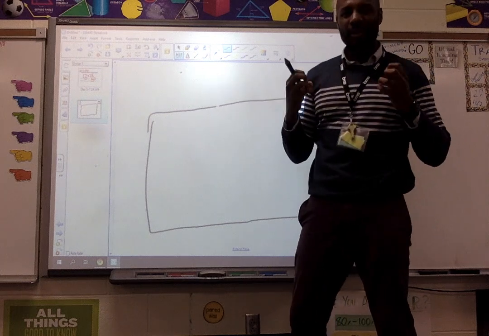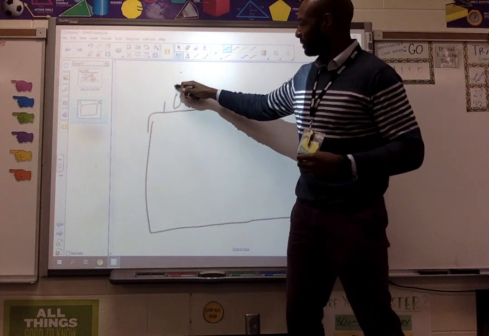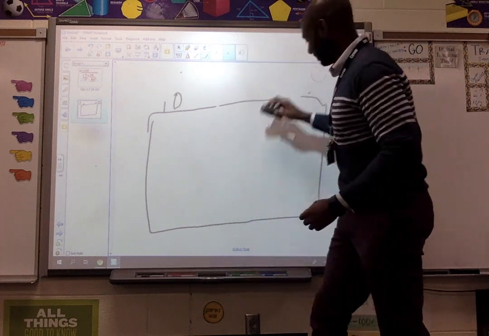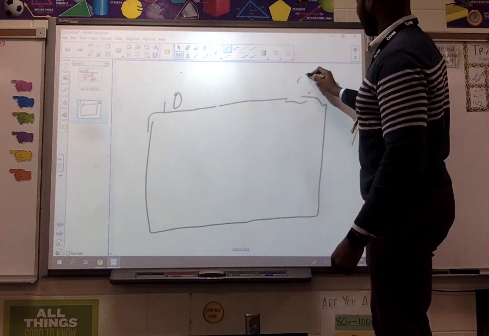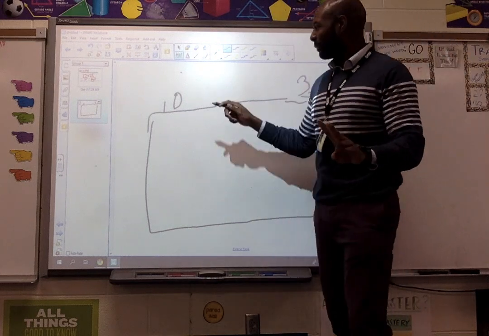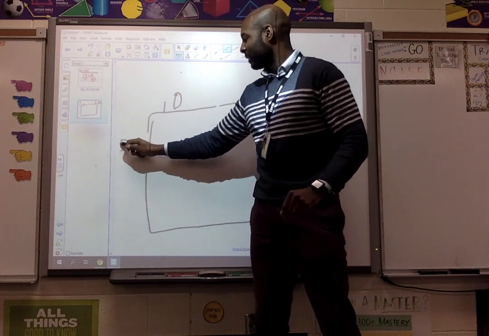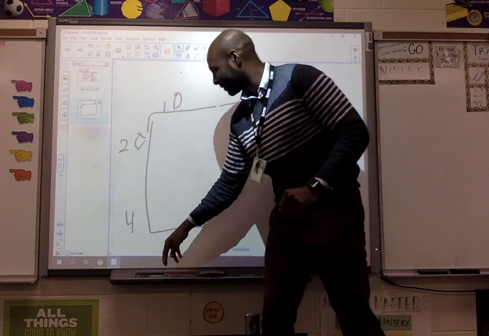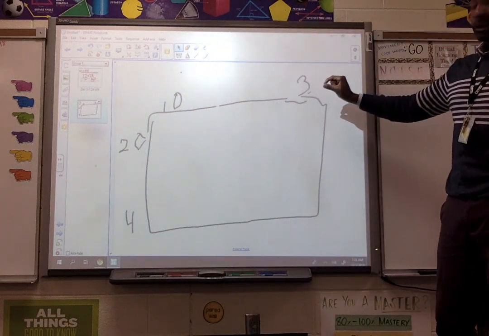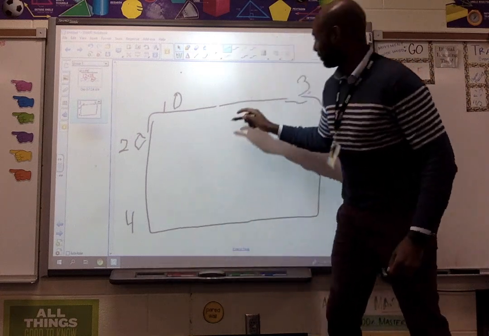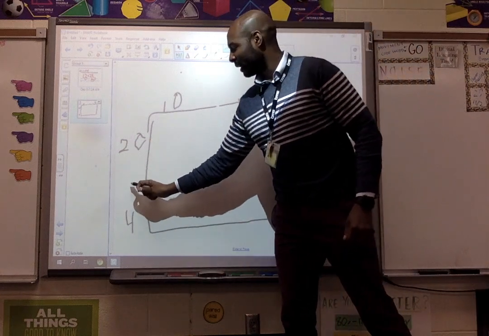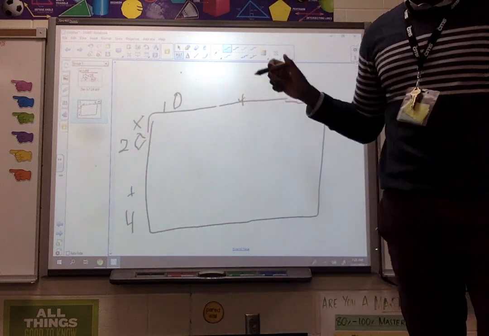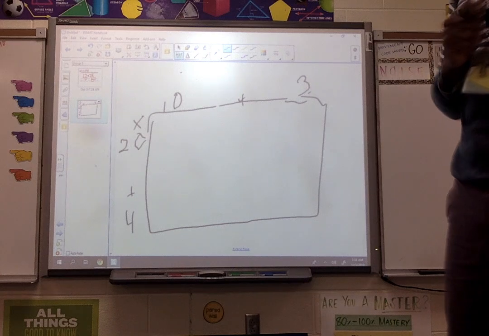If I'm breaking up 13, I'm going to break it into 10 and 3. The second thing I'm going to break up is my 24. So on this side, you're going to write 20 and 4. Exactly. So right now you should have your rectangle broken up just like this. 10 plus 3, 20 plus 4, and we are also multiplying. So you're going to put your multiplication sign right there in that corner. I'll give you a second to make sure you have that.